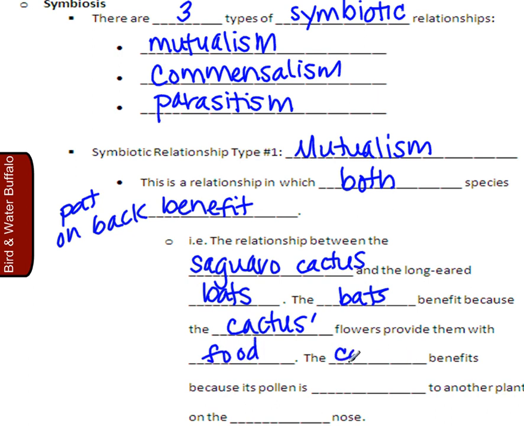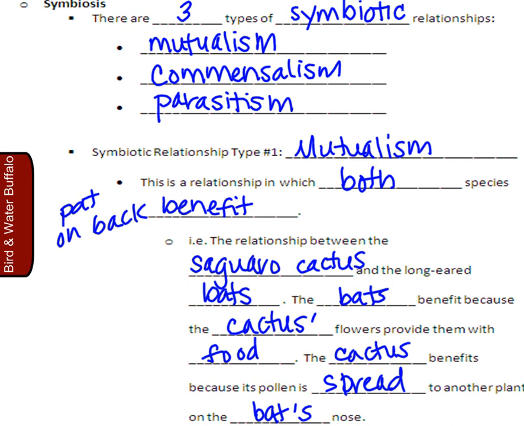And the cactus benefits because its pollen is then spread to another plant on the bat's nose. Okay, so when that bat goes to feed out of that flower, it's getting down into the flower, it's eating the pollen, and it gets some of it on its nose. So when it flies to another cactus flower, and it gets down into the flower, then it's rubbing the pollen it had on its nose with that other flower, and it's pollinating that cactus.